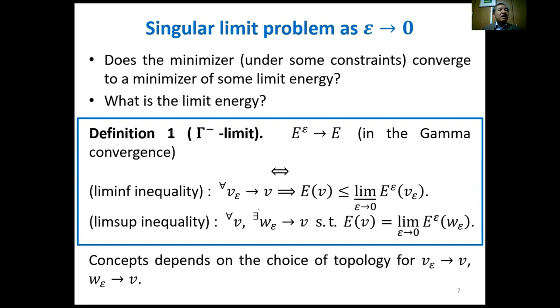And if there is only the first condition, then if energy is positive, zero energy is just a limit. So this is not so good. So we have the second one. The second one says the energy should not be too small compared with the limit, so that it is attainable and can be approximated by choosing a suitable sequence. And of course, this concept depends on the choice of topology for the convergence.